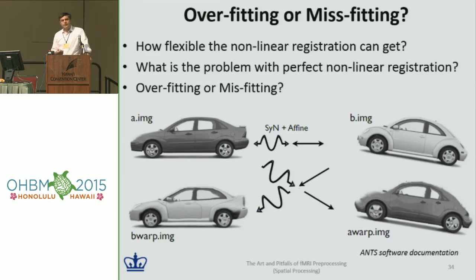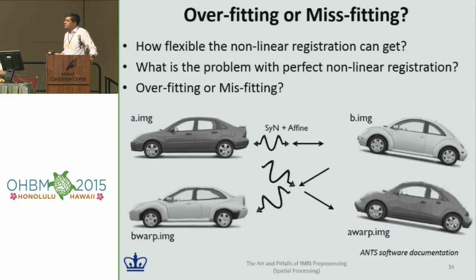The issue with spatial normalization is not converting the brains to look like each other, it is converting the brains in a way that the corresponding regions fit to each other, right? And I'm going to explain why that is the problem. This is coming from Brian Avants' explanation of the ANTS software package, and he has no intention of showing overfitting in this image. I'm taking advantage of the situation.